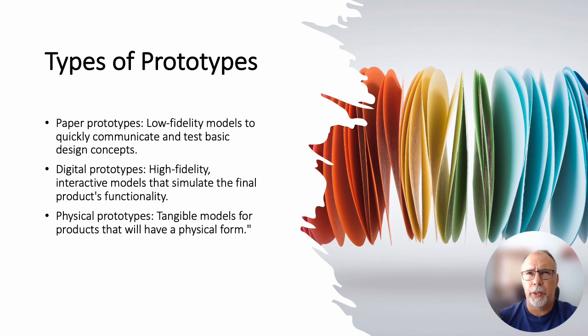There are different types of prototypes. Paper prototypes are low-fidelity models to quickly communicate and test basic design concepts. Digital prototypes are high-fidelity, interactive models that simulate the final product's functionality. And physical prototypes are tangible models for products that will have a physical form.